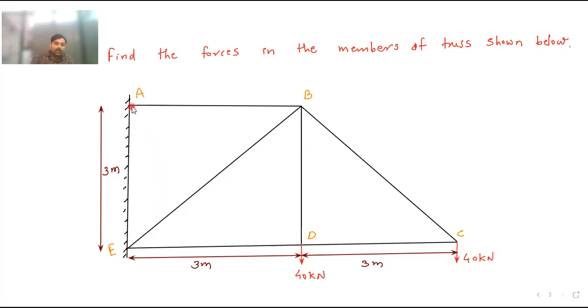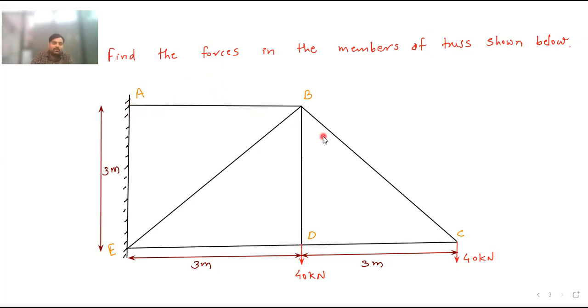Now come to point A. Is point A a joint or not? No, sir. Why is it not a joint? Because at this point A, only the member AB is there. What is the definition of a joint? At least two or more members should meet at that point. So here at point A, only the AB member is there. There is no other member. So A is not a joint.